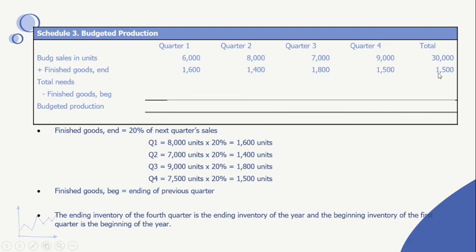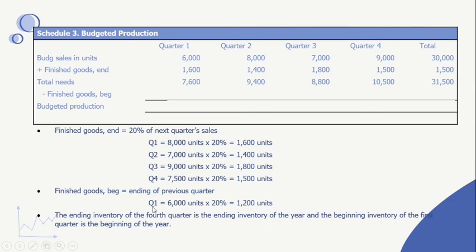Ang total niya is, should be ang ending gihapon ha. Ending gihapon siya sa quarter 4. Kaya ang end man sa year is quarter 4. So, i-add rin na siya. 7, 6, 9, 4, 8, 8, 10, 5. So, we have 31,500. Then, ang atong beginning is just the ending of the previous quarter.